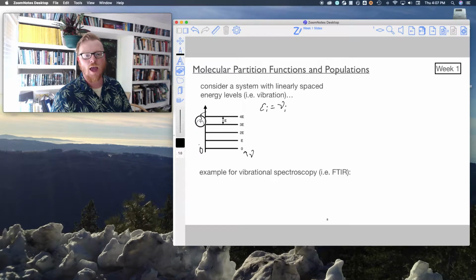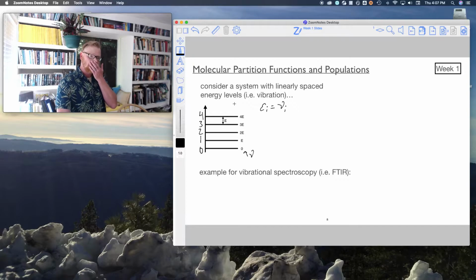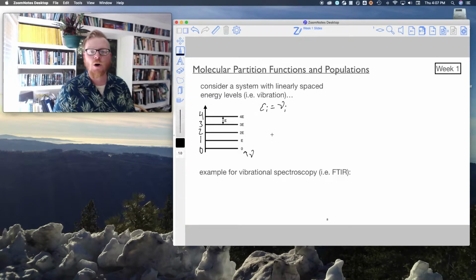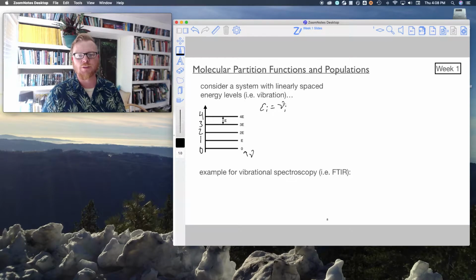Do I have an eraser? Oh yeah. I told you I'm learning as I go here, folks, on how to do this new technology. Okay, so really I'm going to give that a 0 to make this more correct for vibrational energy levels. Okay, now we're cooking. This is the value that I'm working on right here.